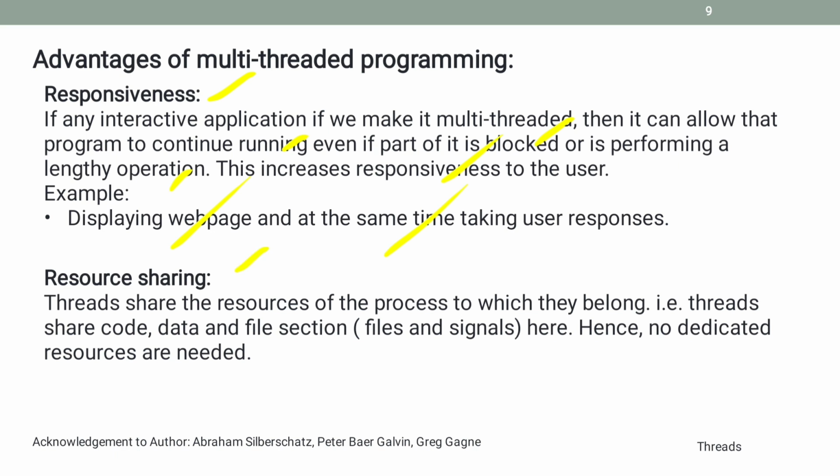Then the second one is resource sharing. Threads share the resources of the process to which they belong. So where will the thread, that unit of execution, be? It will be in the process. That process has its own code section, data section and file section. They are the resources of the process to which the thread belongs, and the thread will share those. If there are multiple threads, they will share the same code, data and file section of the process to which they belong. No other dedicated resources are needed.